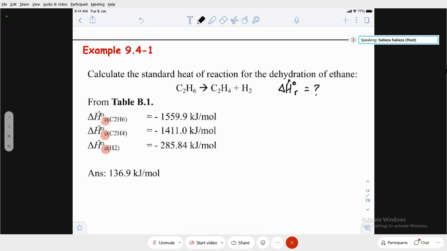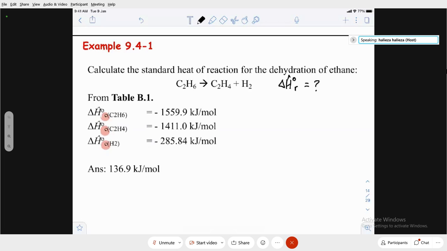Okay, so now let's look at the equation. We wrote down the equation earlier. The heat of reaction is equal to the summation. What is the first term? Reactant or product?